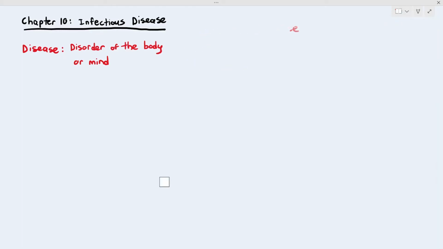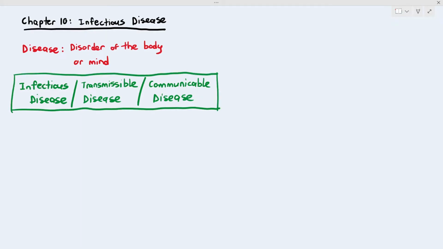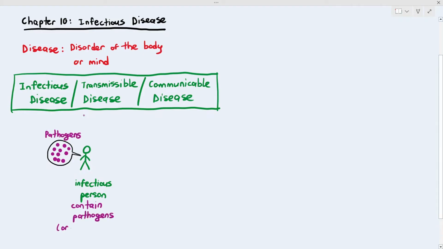So when you use the word infectious disease, however, infectious disease can also mean transmissible diseases, or communicable diseases. And infectious, transmissible, or communicable diseases basically means that you will have a person who is infectious, and when the person is infectious, inside their body, they contain something called pathogens. Pathogens are basically organisms that can cause diseases in our body. We will talk about a few pathogens later.